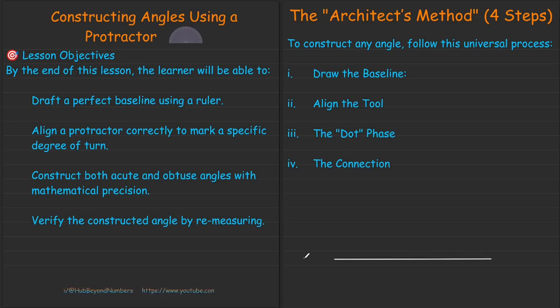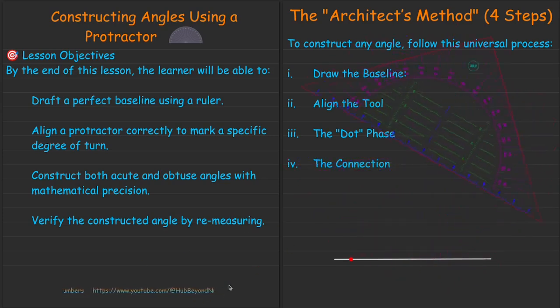Then on the baseline, you identify a point. You put a point on the baseline, which would then be the vertex of your angle. As you can see, I'm putting a small point over here, and that will be the vertex of my angle. After which you now align your tool. So you take your protractor and align it.